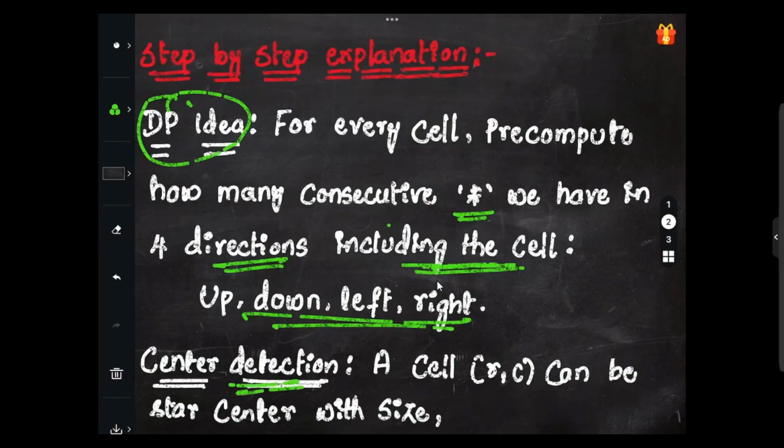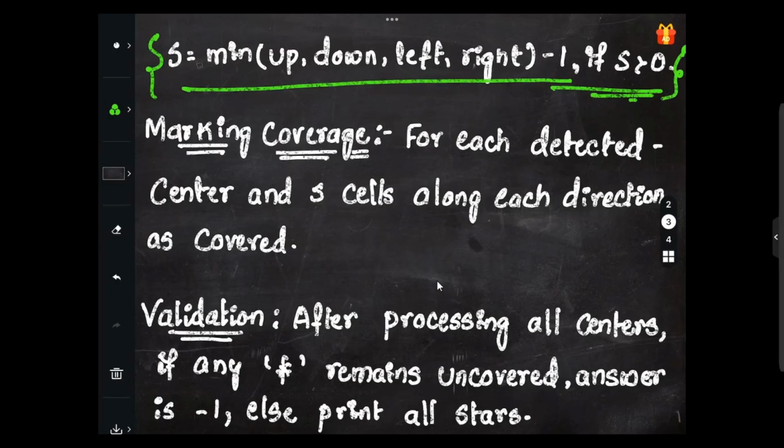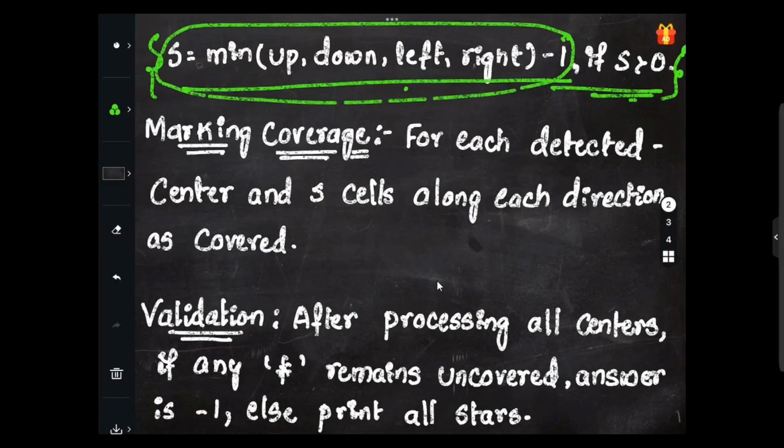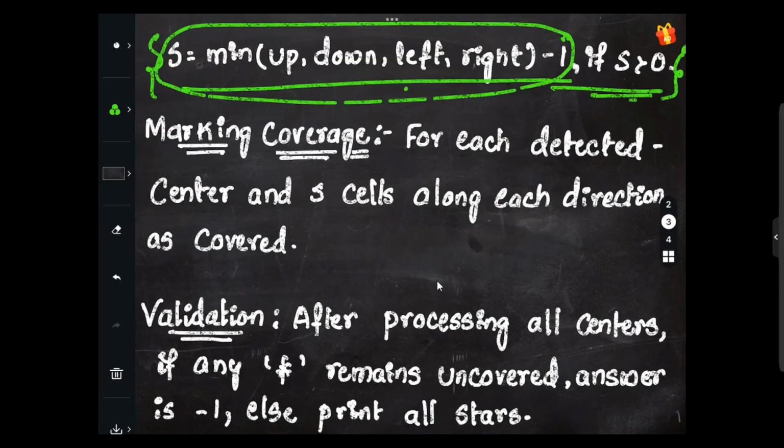I hope this part is clear, simple, right? So center detection: a cell (r, c) can be a star center with size S, where S equals min of up, down, left, right minus 1, if S is greater than 0. Just remember this one. We'll be making use of this in the code, so you'll get to know why we have done this while writing the code. So this is kind of a formula for the center: S equals min of up, down, left, right minus 1.